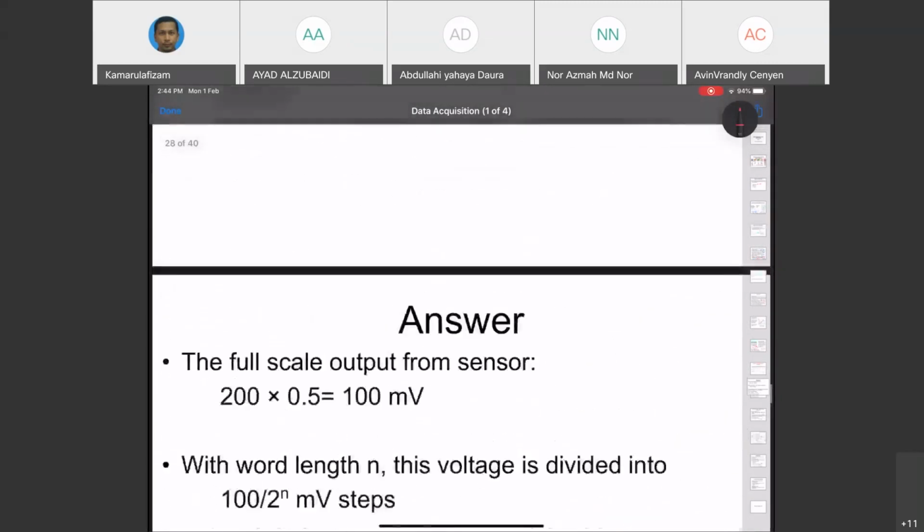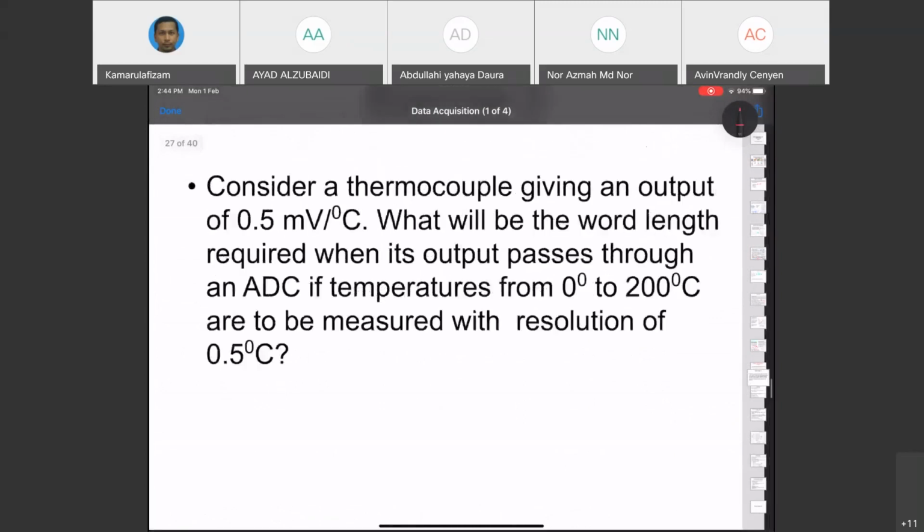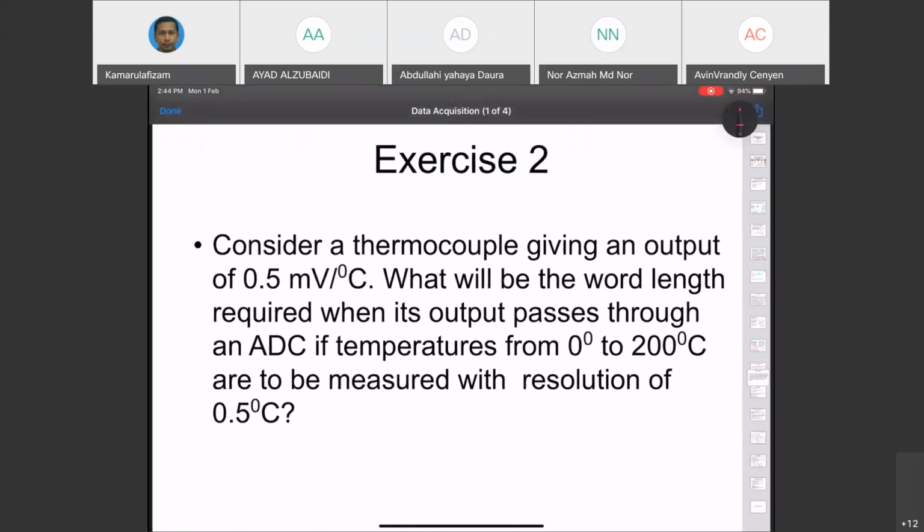There is some exercise here. Say we consider a thermocouple giving an output of 0.5 millivolt per degree Celsius. What will be the word length required when its output passes through an ADC, if temperatures from 0 to 200 degrees Celsius are to be measured with a resolution of 0.5?